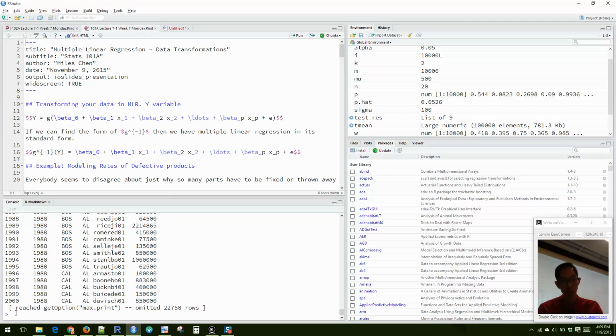Or you can always reference it directly, lawman double colon salaries as well, and that's the exact same thing. So two colons, package name, two colons, and the object name will always reference that particular object in that particular package. So that's one way to deal with it.